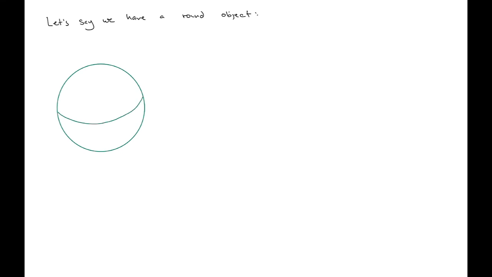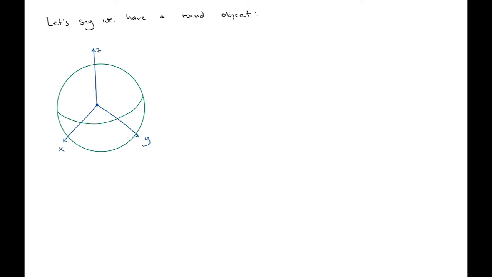Let's say we have a round object. Okay, so we'll just go with our classic sphere here. Okay, and we can just remind ourselves about our coordinate system. The origin is going to be in the center of the sphere. And I'm going to have z going up, call it y, and x.